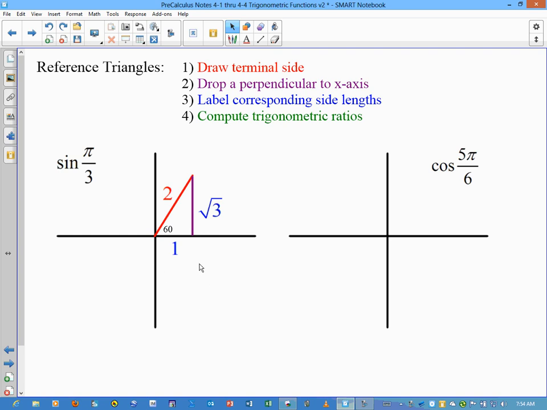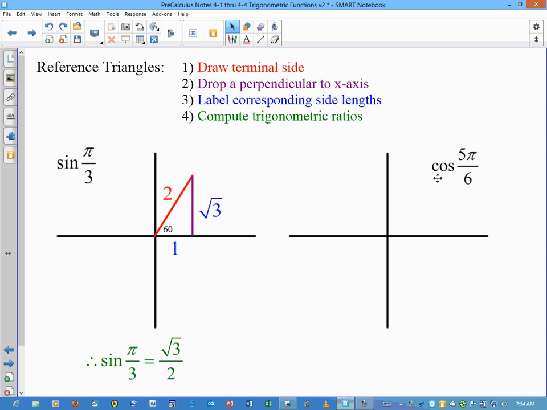Now once you have the triangle drawn, then you can go right to figuring out your trig ratio, which is the sine. So we're looking at opposite over hypotenuse. And with respect to this angle, opposite is square root of 3, hypotenuse is 2. So sine of pi over 3 is root 3 over 2. And we're done with that problem.